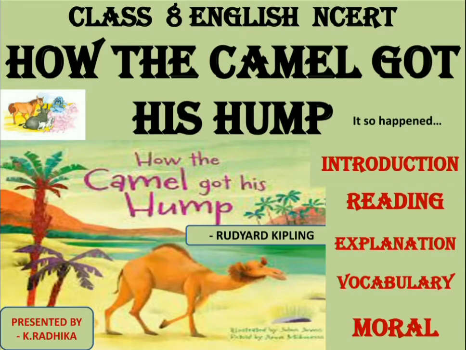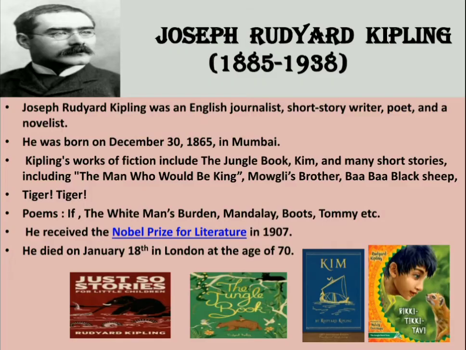Today I'm going to take up a lesson from the Supplementary Reader, Class 8 English NCERT. The name of the lesson is How the Camel Got His Hump. It is written by Rudyard Kipling. Now let us know about the author, Rudyard Kipling.